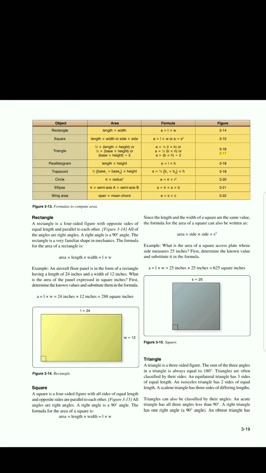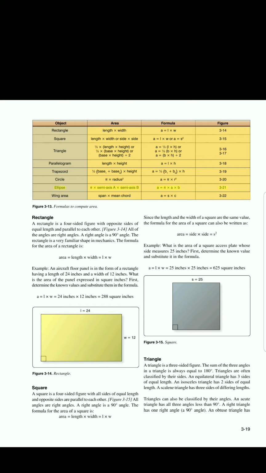Parallelogram: length times height equals L times H. Trapezoid: 1/2 times (base 1 plus base 2) times height equals 1/2 (B1 plus B2) times H. Circle: pi times radius squared equals pi R². Ellipse: pi times semi-minor axis.